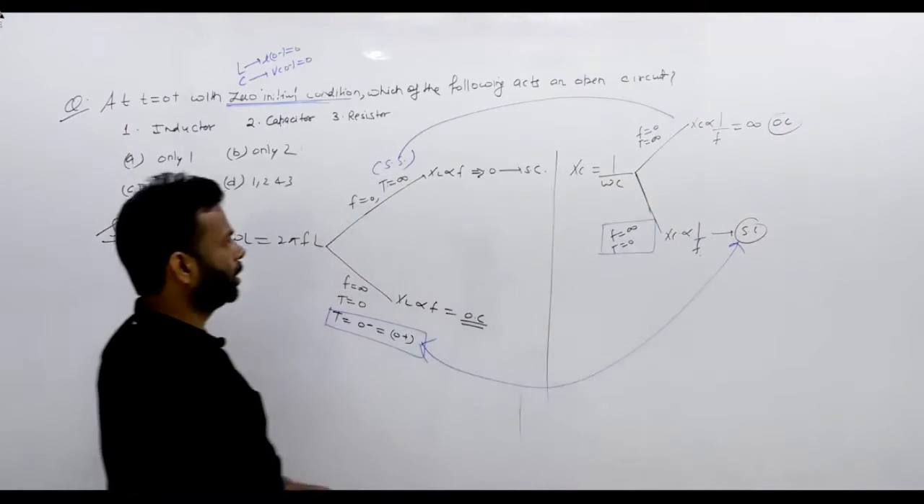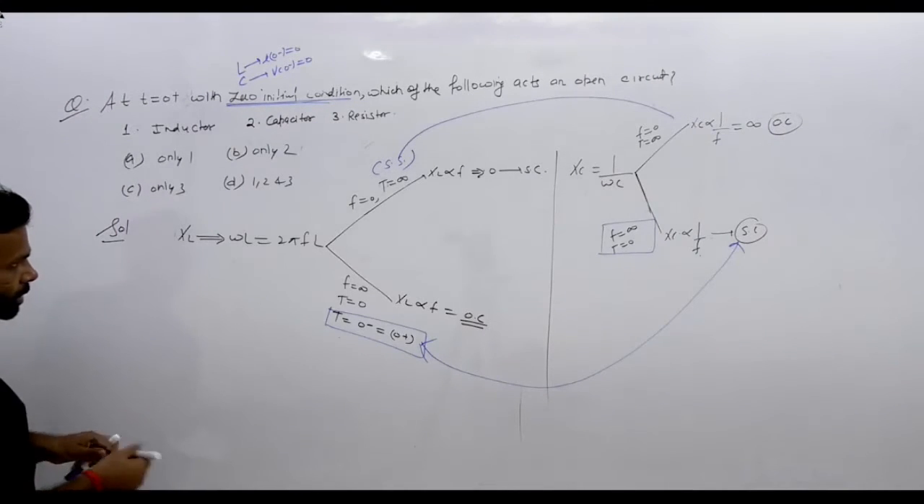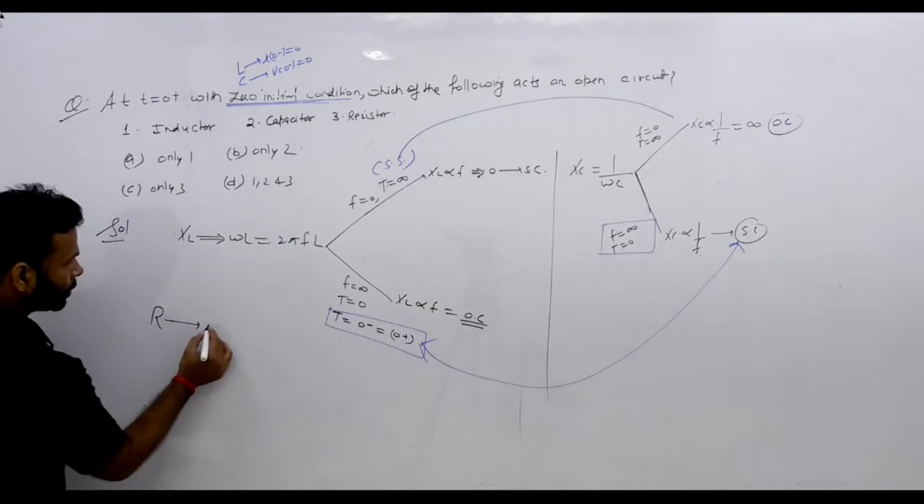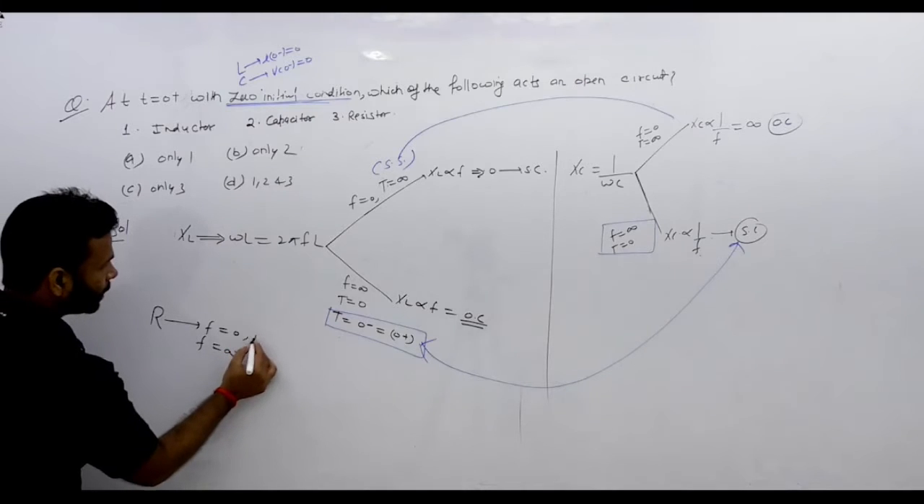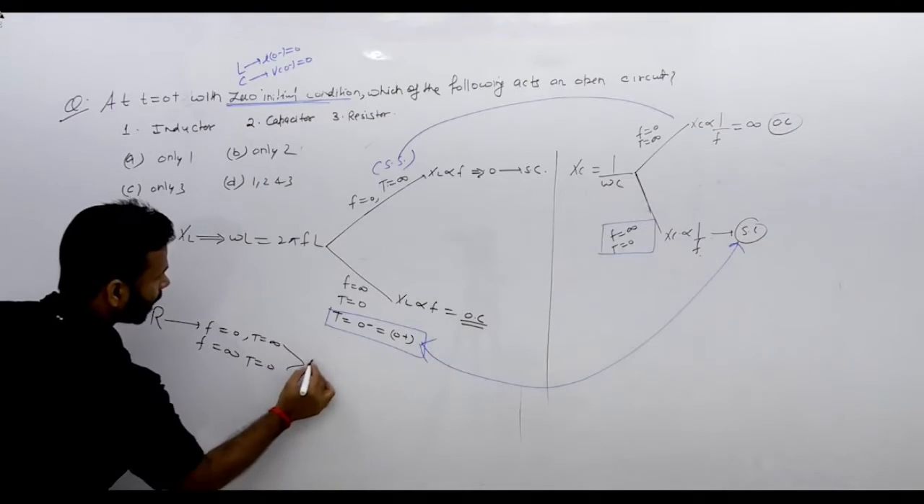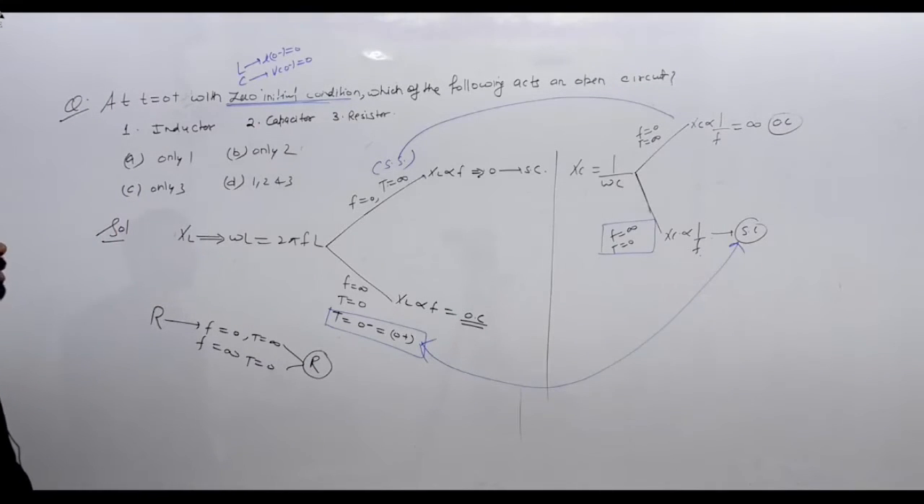But if we see the resistance also, then resistance is frequency independent. So either at f equals 0, f equals infinity, t equals infinity, or t equals 0, it is always R. Okay. So resistance is independent of frequency. So let's check your answer.